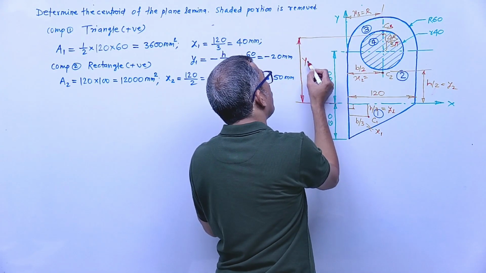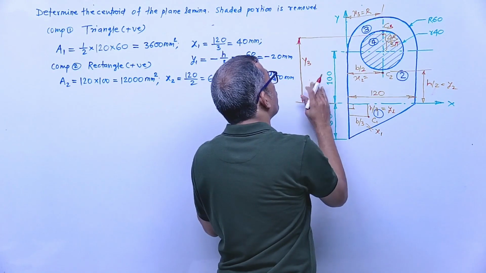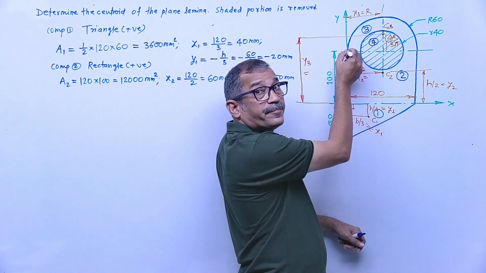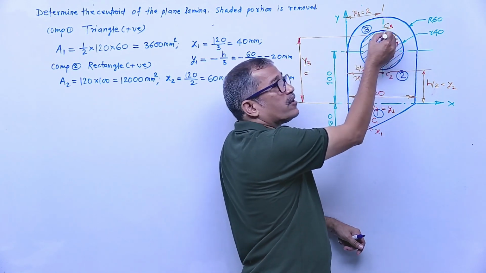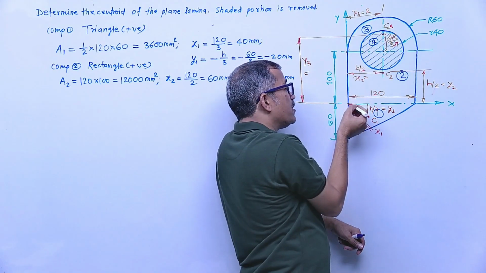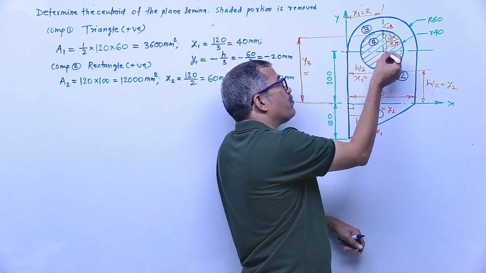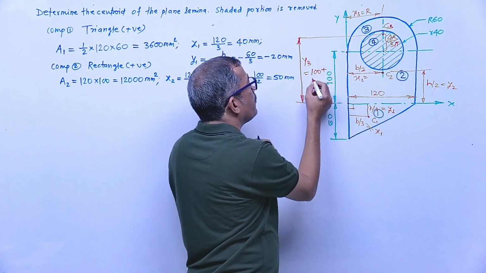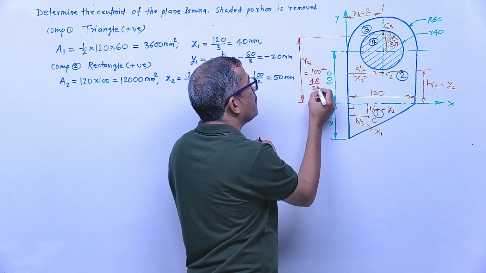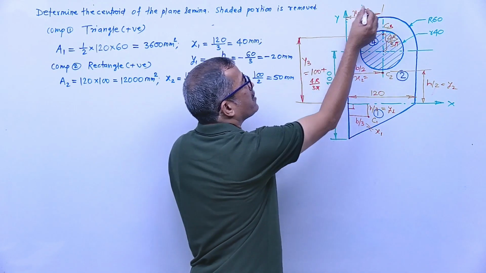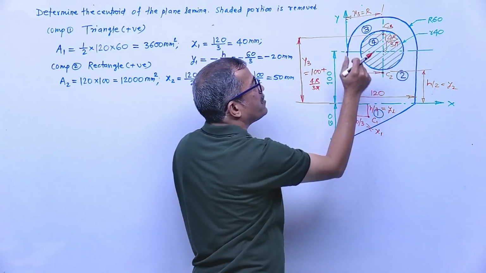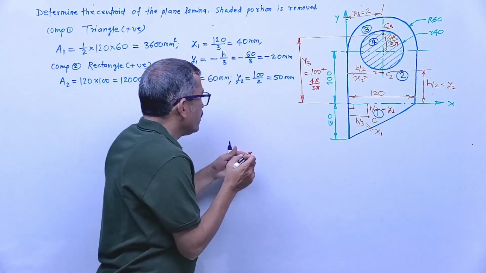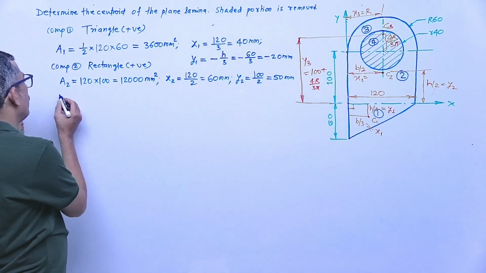So y3, if you want to find out, first see here this is 100, and then 4r upon 3 pi is added. Means what is the distance from the x-axis? 100 plus 4r upon 3 pi. So the x distance is the radius, the radius is 60, and y becomes 100 plus 4r upon 3 pi. Clear? Yes. Now the next component is what?